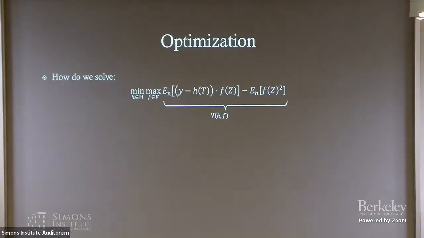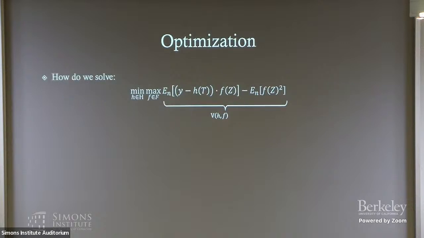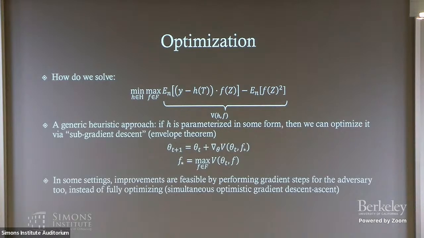So let me give some example function classes and also talk a bit about the optimization. How do we solve the optimization problem? Well, generically, you can do subgradient descent. Say your hypothesis space is parameterized by some parameters, you take a gradient step, and in here you take a gradient of the value of your function evaluated at the optimal test function for the current estimate of the thetas. And the question is, how do you solve that?